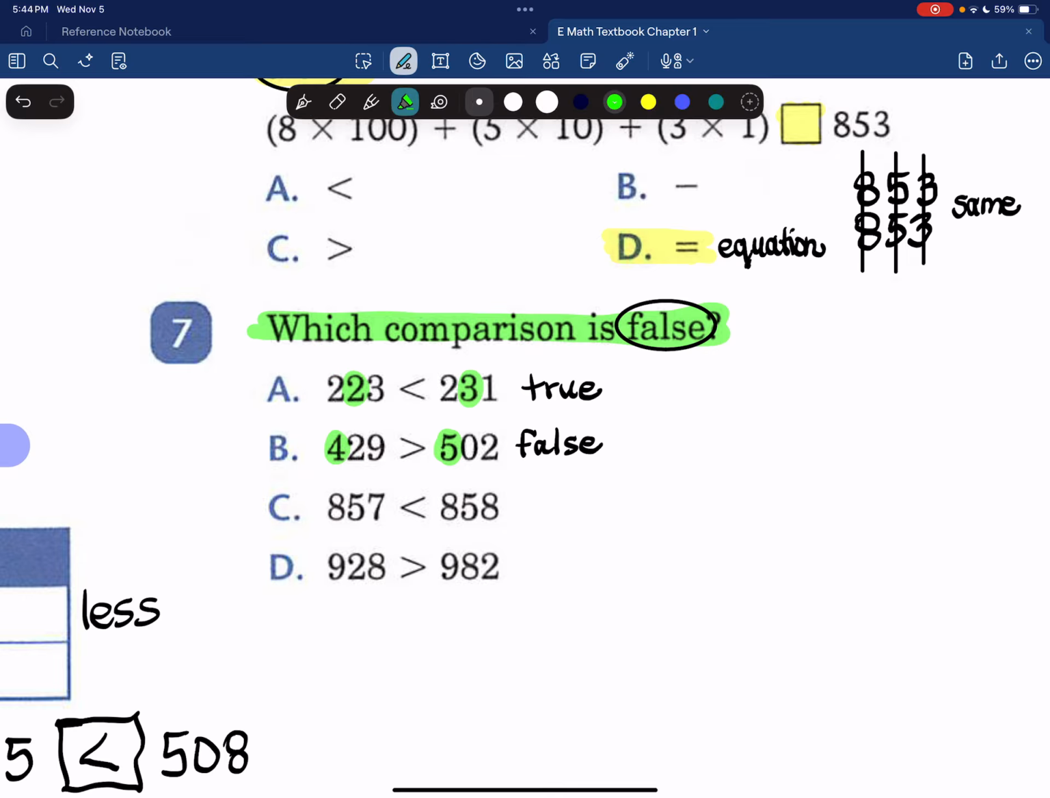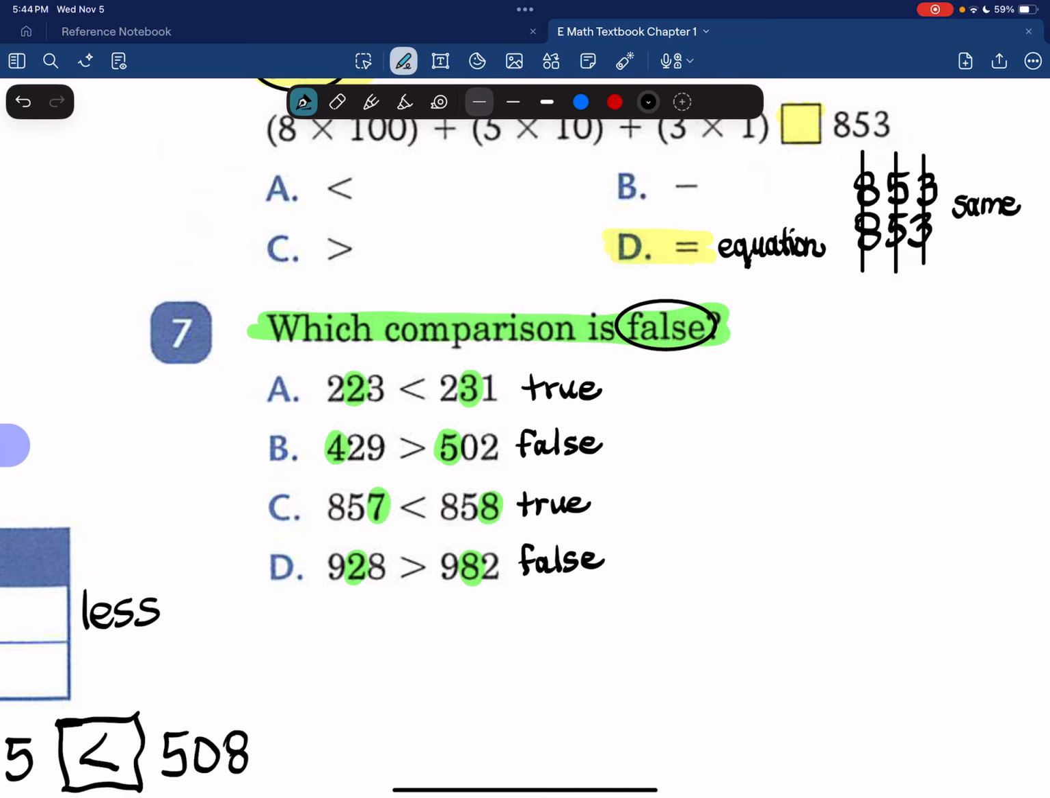C, we have 857 and 858. So we have 8s are the same. 5s are the same, but we have a 7 and an 8. And the 7 is less than the 8. That's a true statement. And then here we have 928 and 982. Nines are the same, but 2 is not bigger than 8. So that is a false statement.